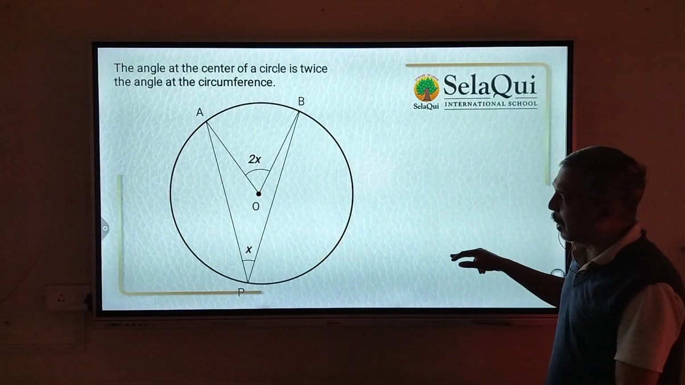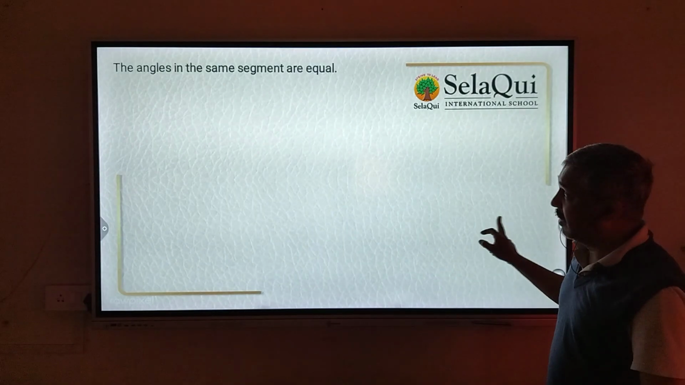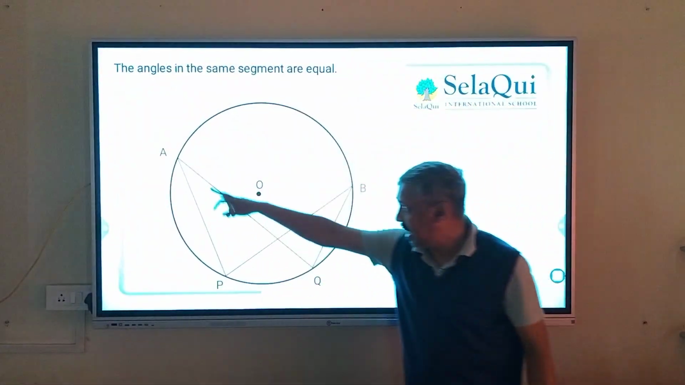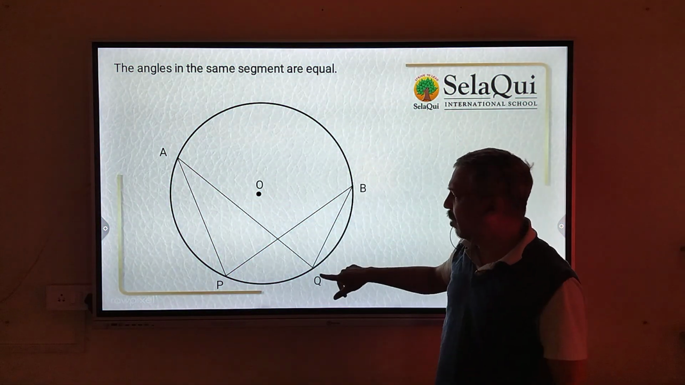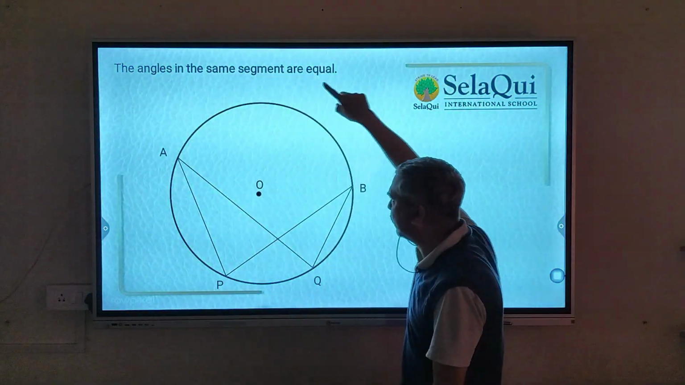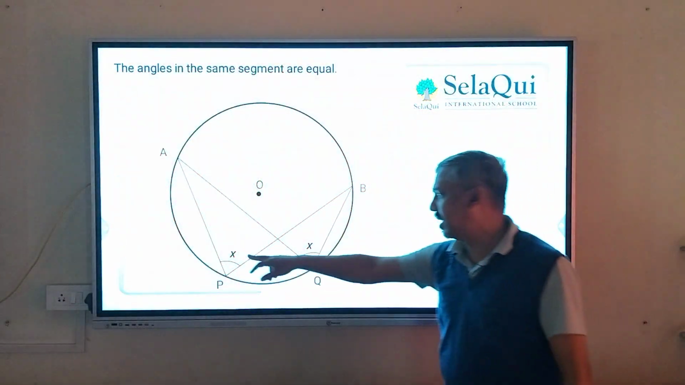You have seen this. The angles in the same segment are equal. Here you see this. APB, AQB are two different angles in the same segment. AB is the segment, minor segment. Therefore, these two angles are equal, x and x.